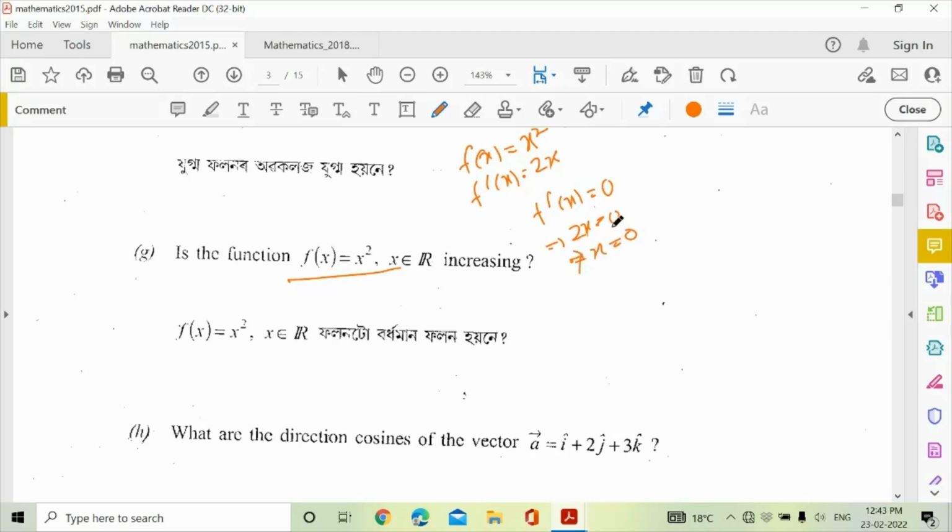Now you have to consider a number line. And in this number line you have to plot this point x is equal to 0. Now consider one point on the right hand side, greater than 0. Maybe 1. Any number. Suppose 1. Put it here. So f dash 1 is equal to what?